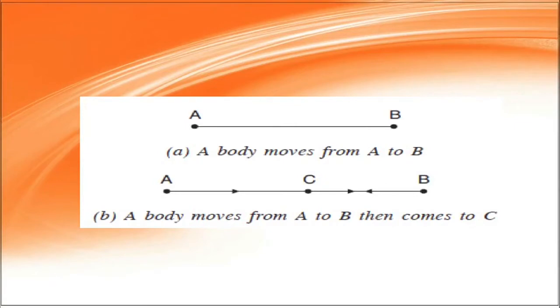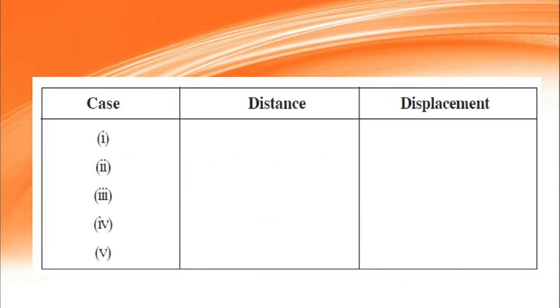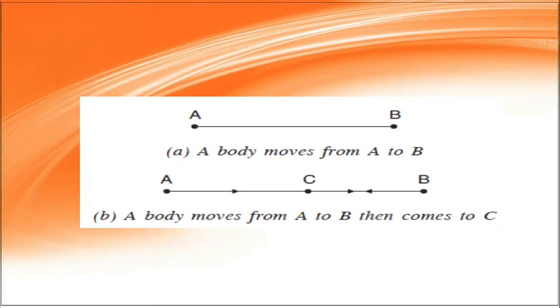Now, you can see another activity and study the cases shown in figures A, B, C, D, E. In each case, measure the distance and displacement and write their values in the given table below. You can see the first diagram, points A and B are marked and the body is moving from A to B. Now, the distance is equal to the length AB and displacement is also equal to AB. In the second case, the body moves from A to B, then comes to C. So, the distance is equal to AB plus BC, while the displacement will be equal to AC.